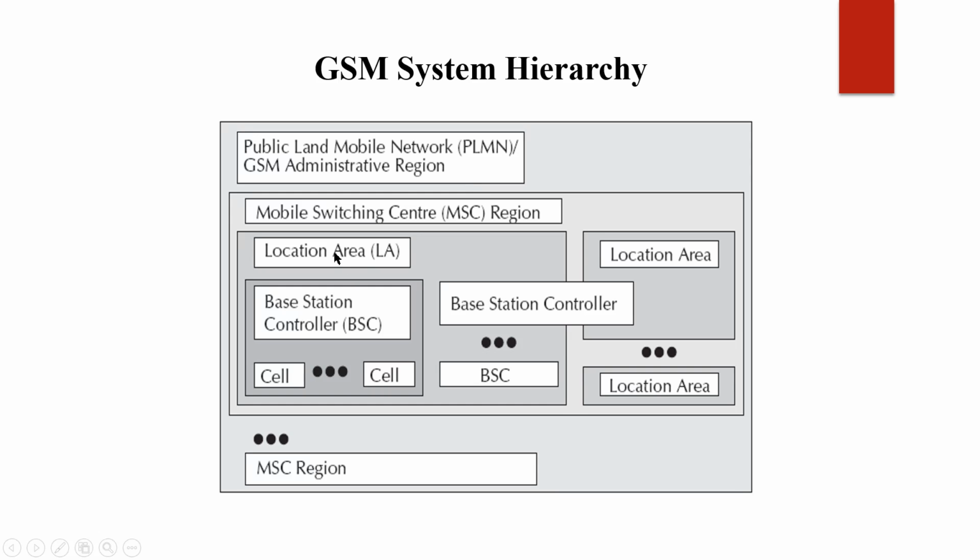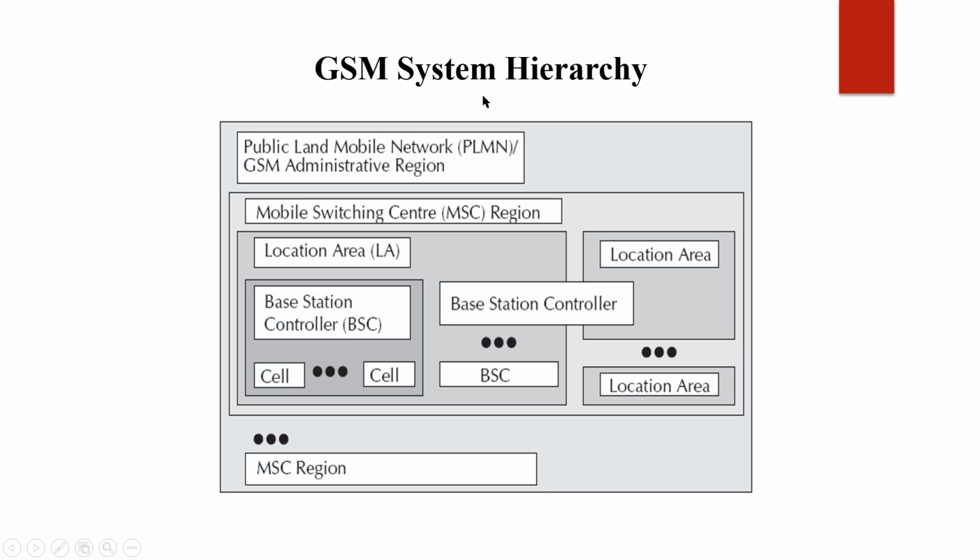Okay, so every location area has its own base station controller, that is BSC, and a number of cells of users can connect with the BSC. So it is the base station controller for this location area. This is the base station controller for this location area. There are a number of location areas, and each and every location area consists of a BSC. Okay, so this is how the hierarchy works.